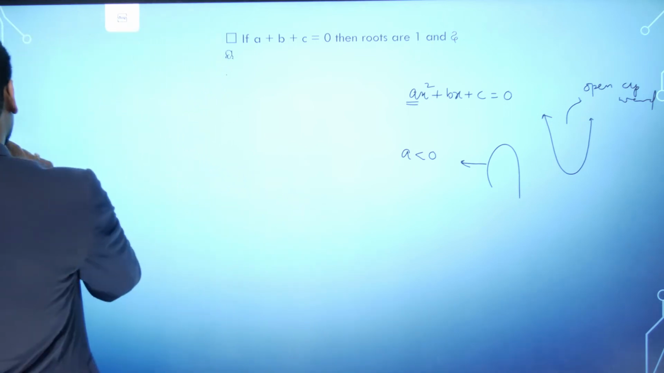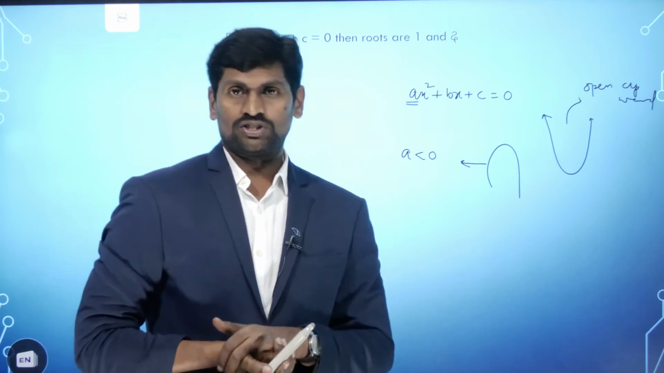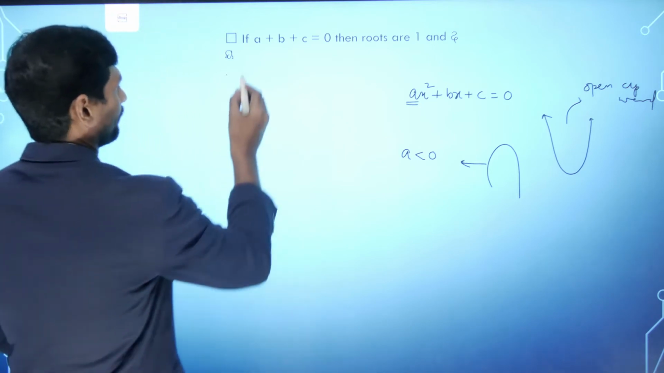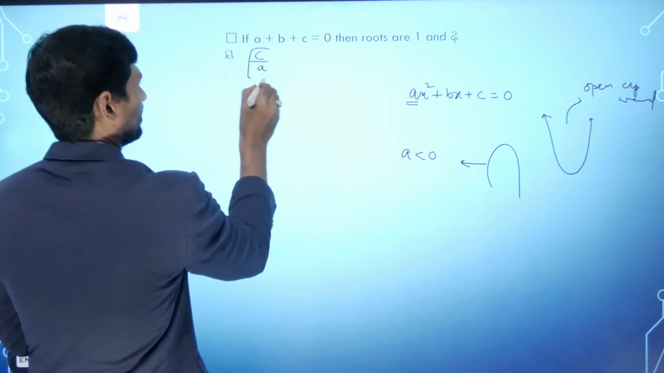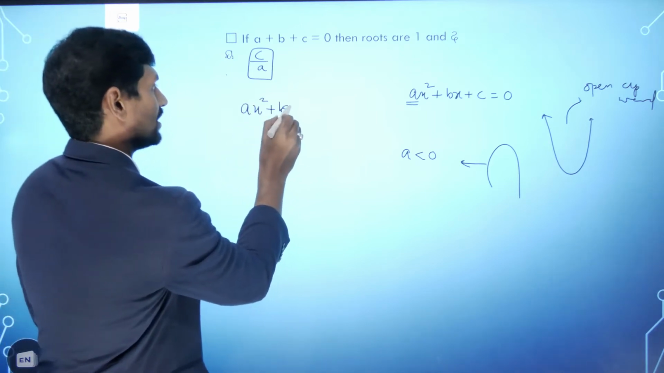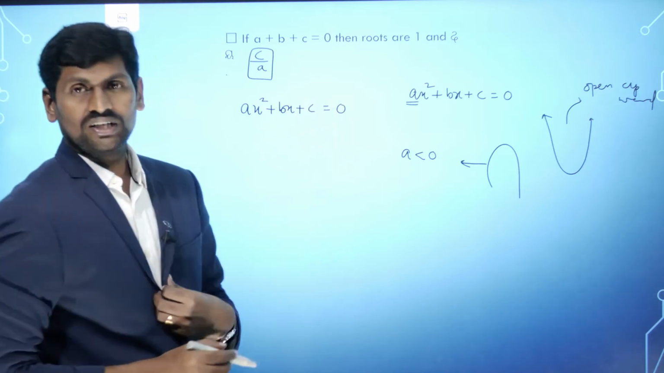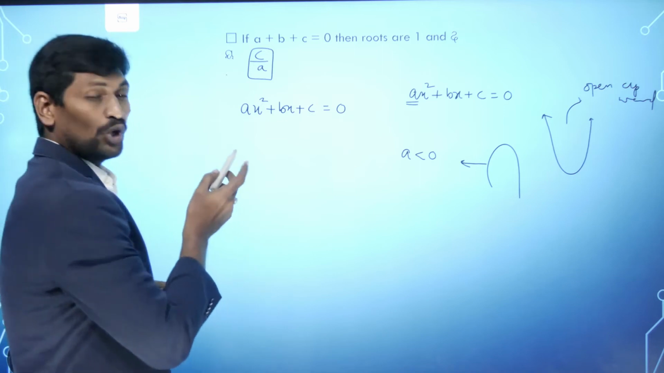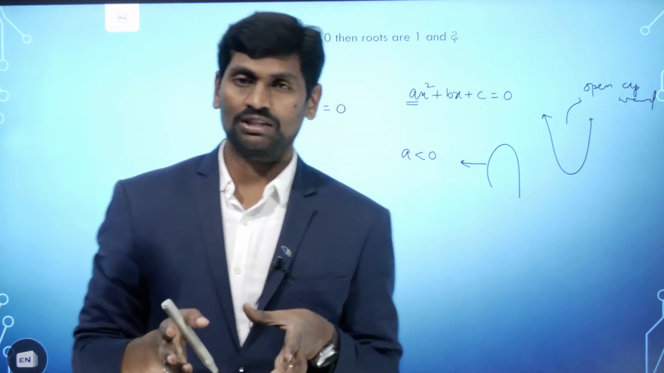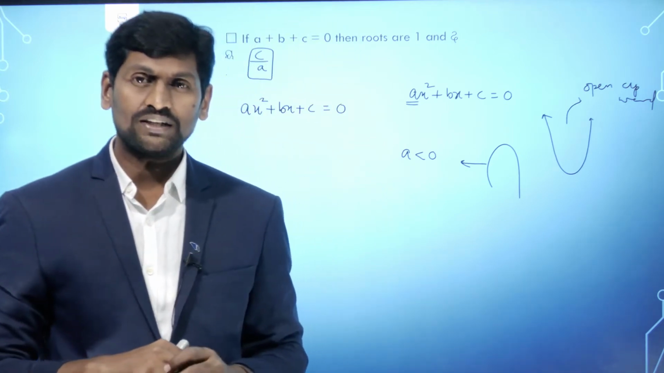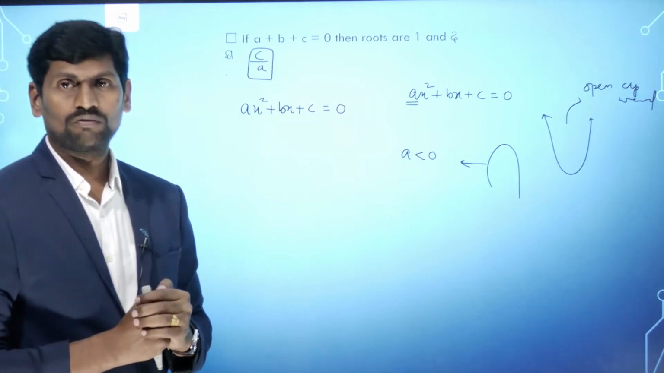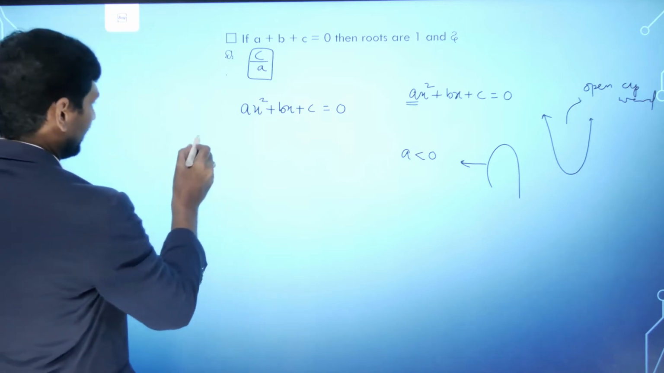Next. Now coming to this: if a plus b plus c equals 0, then the roots are 1 and c by a. For example, in the general form ax square plus bx plus c equal to 0, a plus b plus c means all the coefficients: the x square coefficient, the x coefficient, and the constant term. If we add all of them and get 0, you will get the roots 1 and c by a. Here, it is very, very important.